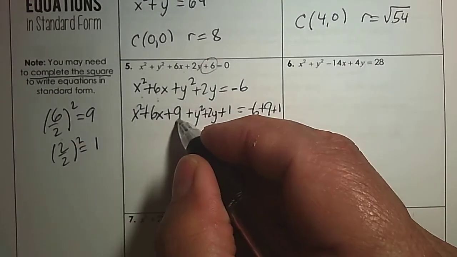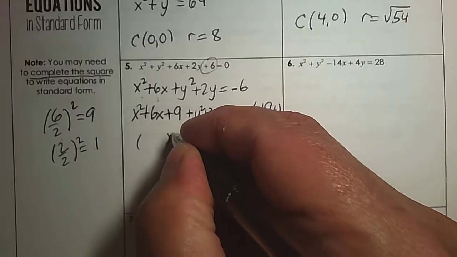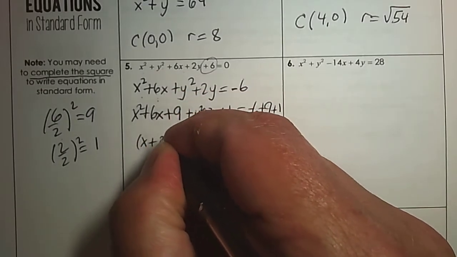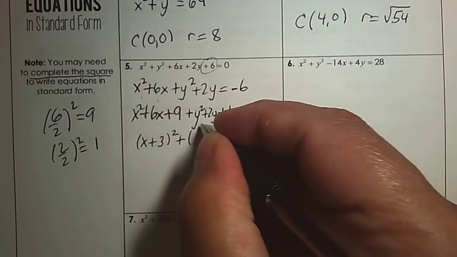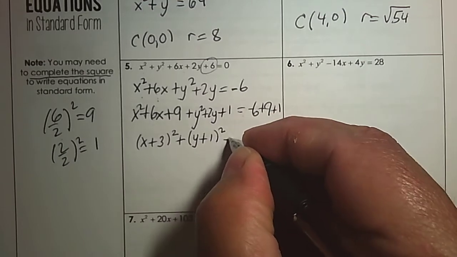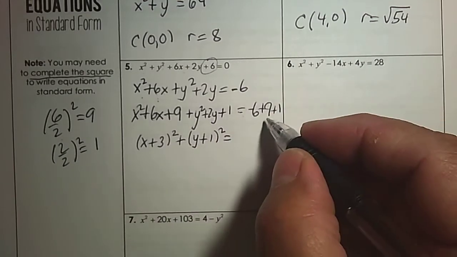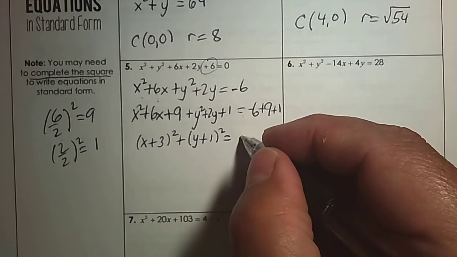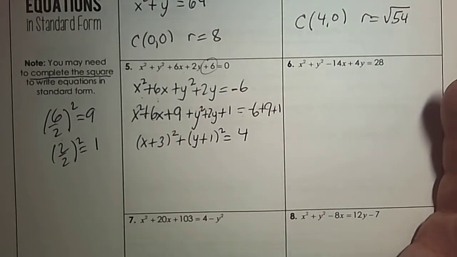Now, for the x's, that's now a perfect square, so I can factor it. What two numbers multiply to 9 and add to 6? That's positive 3. For the y's, same thing. What two numbers multiply to 1 and add to 2? That's 1 and 1, so we write it squared, perfect squares. And then add up the constants on the right side. So that's negative 6 plus 10, that's 4. It's now in the correct form.